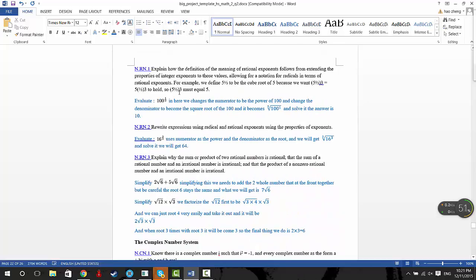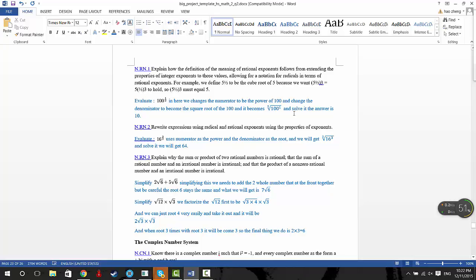Okay, in here we're going to simplify those ugly things. You see, we must evaluate it. So here's 100 to the power of 1 over 2. In here we change the numerator. Your most numerator is on top, the 1. You see, the 1 is called the numerator. So we change it to the power of 100, and change the denominator, which is the 2 under here, to become the square root of 100, and you become like this.